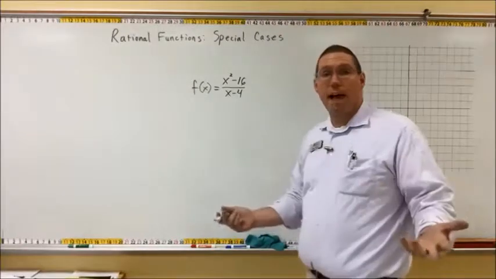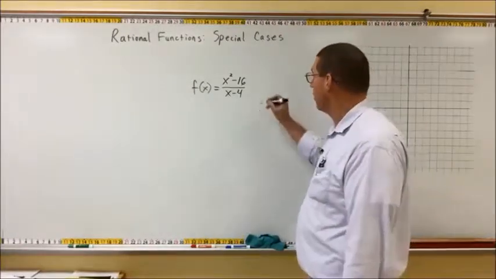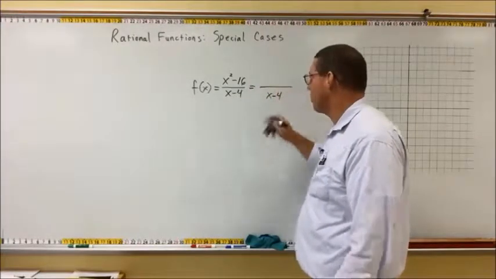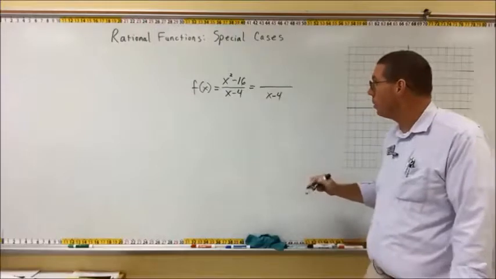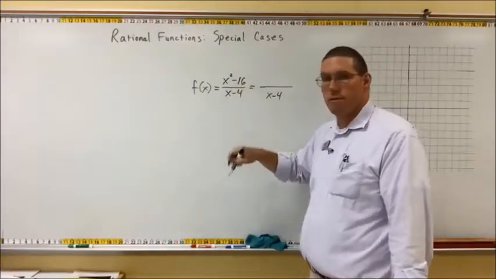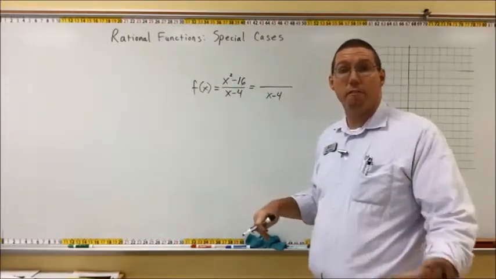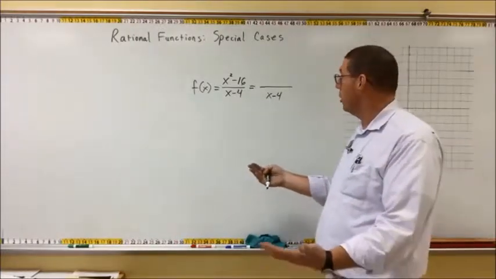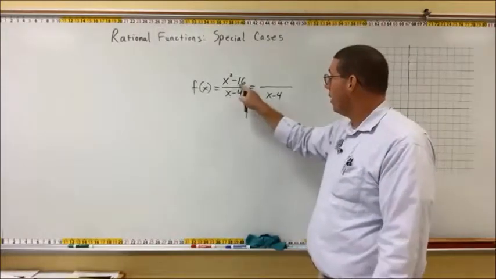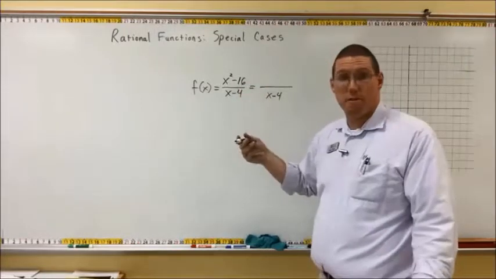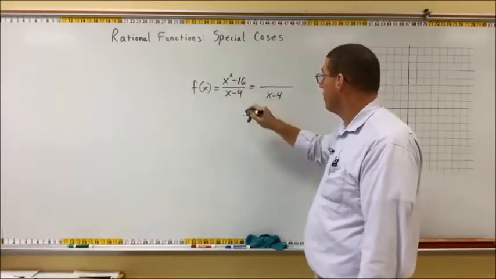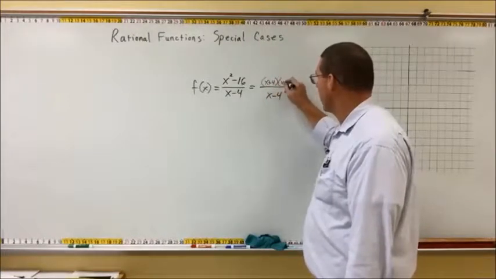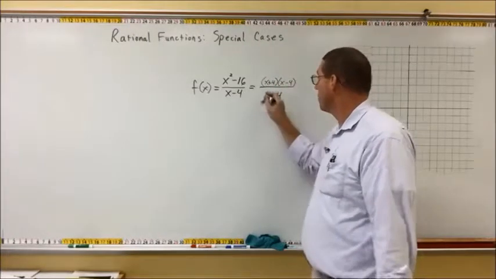We are going to factor the numerator and the denominator. Well, the denominator is already factored. The denominator is just x minus 4. That can't be broken down anymore. But this x squared minus 16 in the numerator, that is a difference of squares. It can be factored into two binomials that include the square root of 16 in them, okay? So x squared minus 16 becomes x plus 4 times x minus 4, okay?